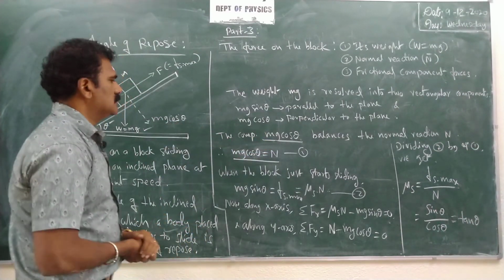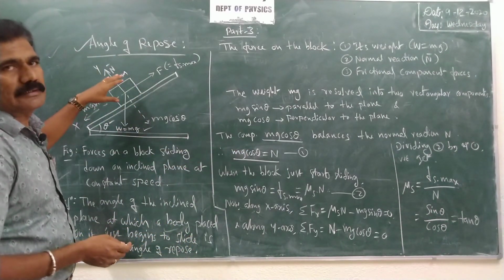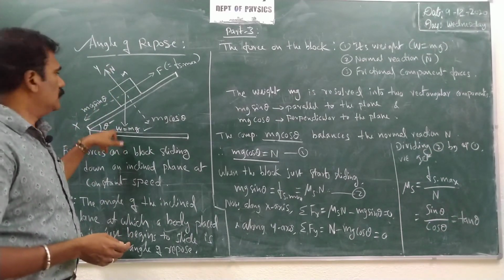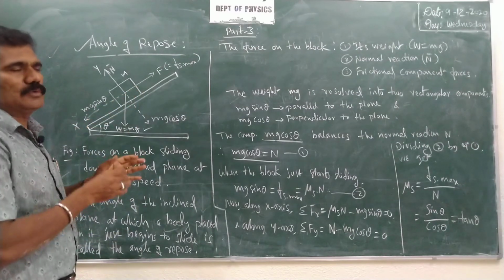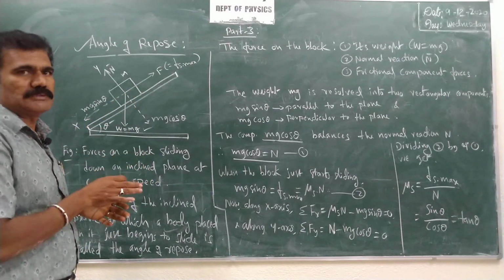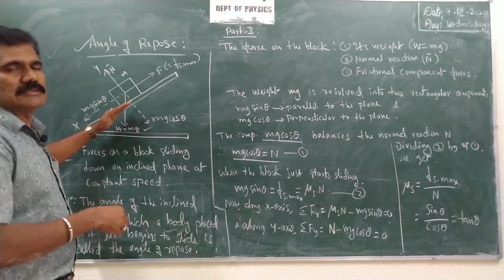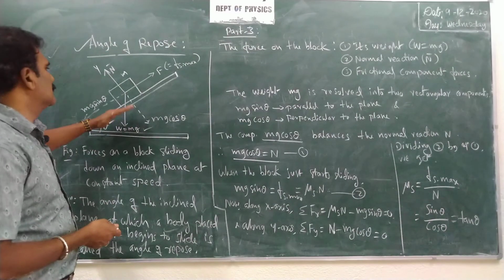When the block just starts sliding, the corresponding angle is called the angle of repose. It is not even sliding, and it is not completely at rest either. It is just about to slide from the rest position. If at any moment you increase the angle of inclination, it is just going to start sliding. So that particular angle is adjusted here.